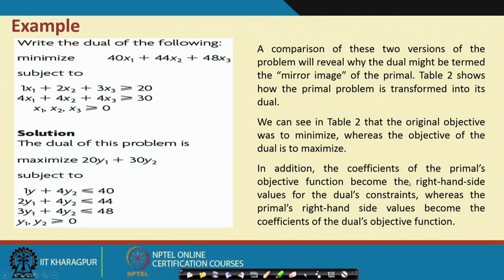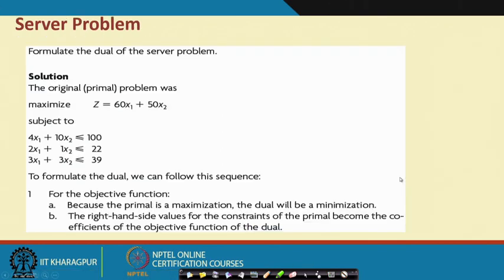So, this is the kind of example here. The original problem, that is the primal: maximize z equal to 60x1 plus 50x2, subject to 3 constraints: 4x1 plus 10x2 less than or equal to 100, 2x1 plus x2 less than or equal to 22, and 3x1 plus 3x2 less than or equal to 39. Here the objective function of the primal is maximization, and the dual will be minimization.